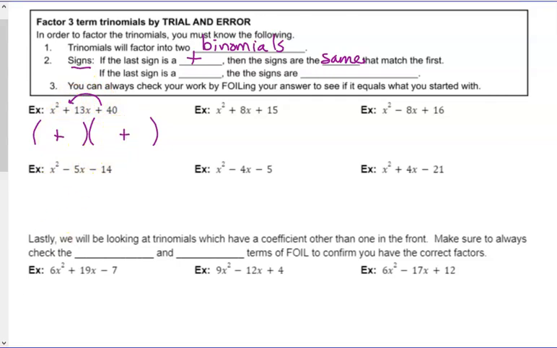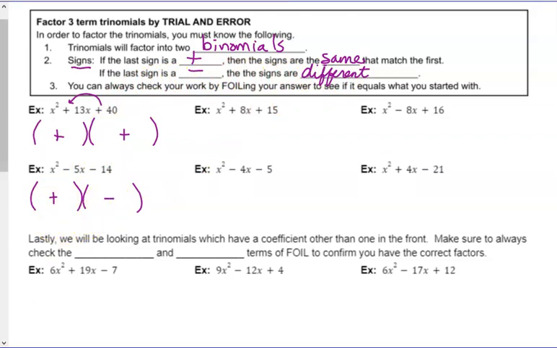Okay? If the last sign of our trinomial is a minus, then the signs are different. So I have 1 plus and 1 minus inside my binomials. So look at this polynomial here. It's a 1, 2, 3 trinomial. I have nothing in common. This doesn't have an x, nor does this have a number in front. So no numbers or x's in common. So if it's a trinomial, it will factor into 2 binomials. Since the last sign is a minus, the signs are different. So I'm going to put a plus and a minus. So that's going to kind of prep us.